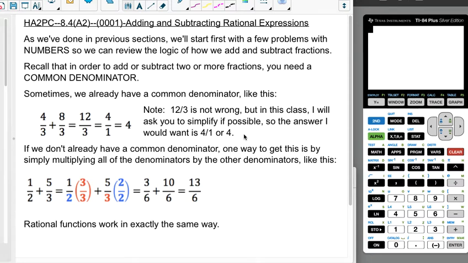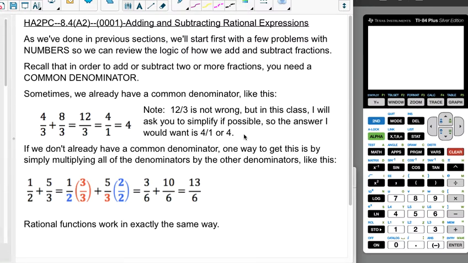All right, this is Honors Algebra 2 Pre-Calculus. We're doing 8.4 in Algebra 2, which is adding and subtracting rational expressions, and this is our first video in the series. So, as we've done in previous sections, we're going to start first with a few problems with numbers so that we can review the logic and mathematical reasoning of how we add and subtract fractions, and then we'll apply those same skills to problems with variables, right?